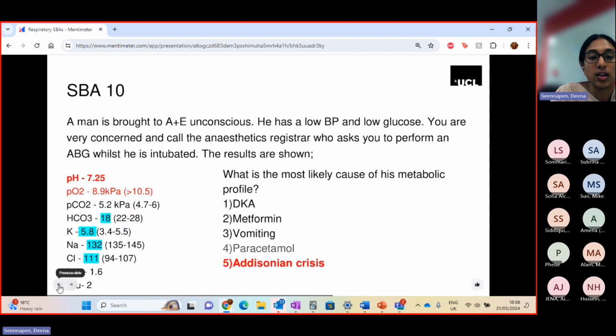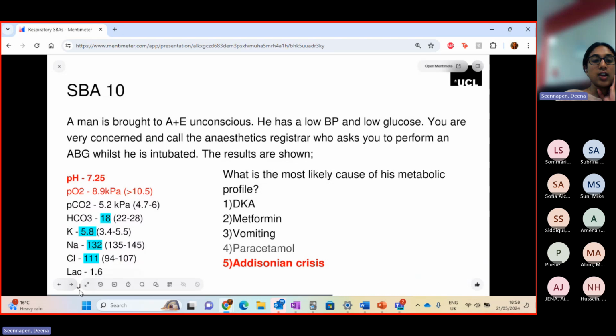The other thing is these questions with Addisonian crisis tend to present as well with this hyponatremia, hyperkalemia, and hypoglycemia. So there's this trio in the Addisonian crisis. You've got your low glucose, your high potassium, and your low sodium. That also kind of draws us to think about Addisonian crisis.